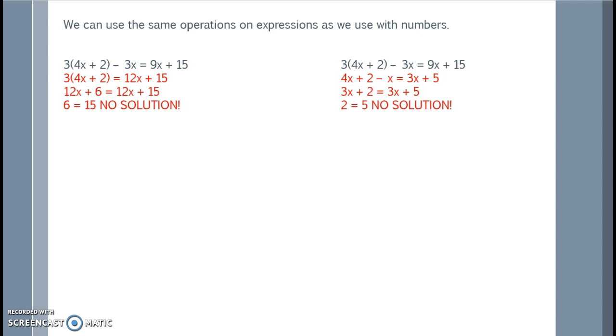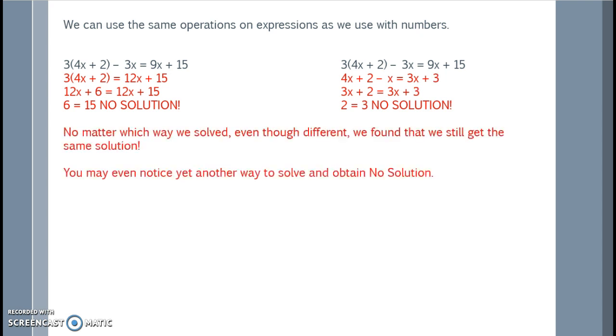has no solution. So although we did it in two different ways, we still end up with the same answer. You may even notice yet another way that we could solve and obtain a no solution. So there are many different ways that we can solve equations. No one is right over the other, just as long as we do the operations appropriately.